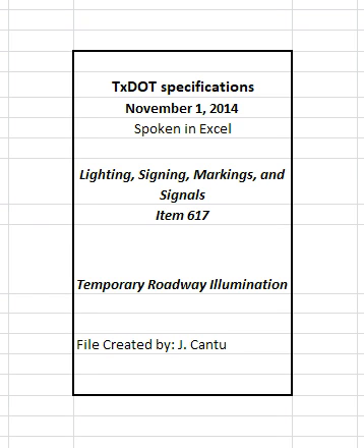Item 617. Temporary roadway illumination. 1. Description. Furnish and install temporary roadway illumination. 2. Materials. Furnish new or used materials that comply with the details shown on the plans, the requirements of this item, and the pertinent requirements of the following items, except for measurement and payment.